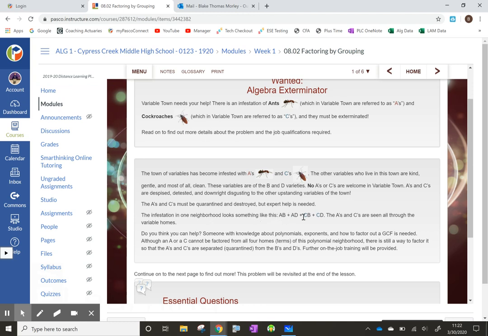AB plus AD plus CB plus CD. Okay, I almost messed that up. The A's and C's are seen all through the variable homes. Do you think you can help? Somebody with knowledge about polynomials, exponents, and how to factor out a GCF is needed. Although an A or C cannot be factored out from all 4 terms of this polynomial neighborhood, there is still a way to factor it so the A's and C's are separated, quarantined, from the B's and D's. Further, on-the-job training will be provided.